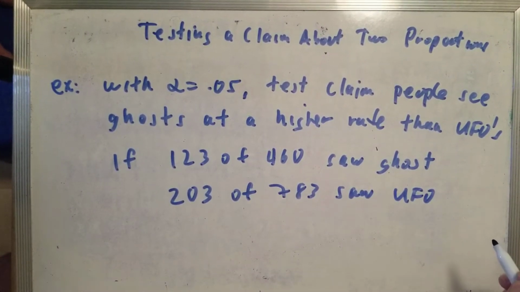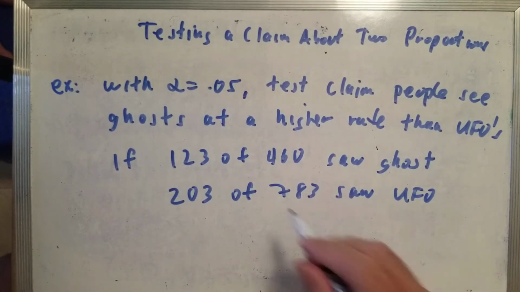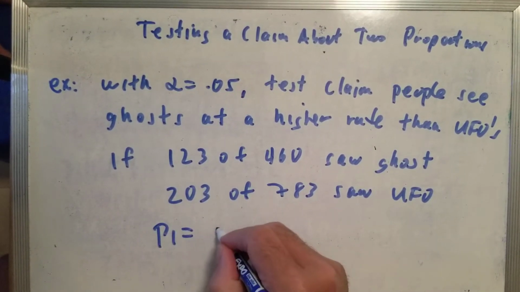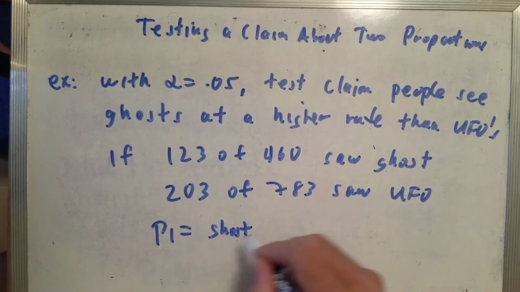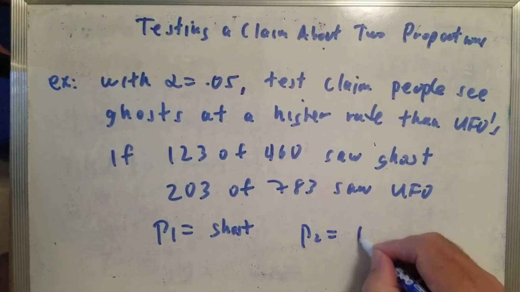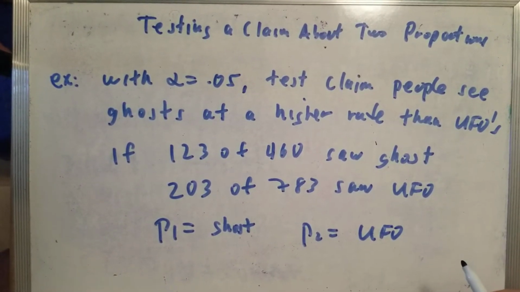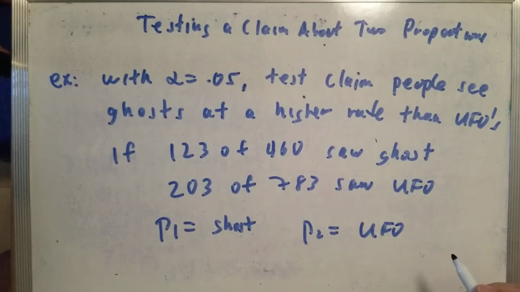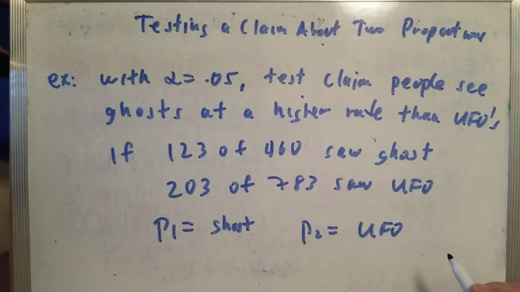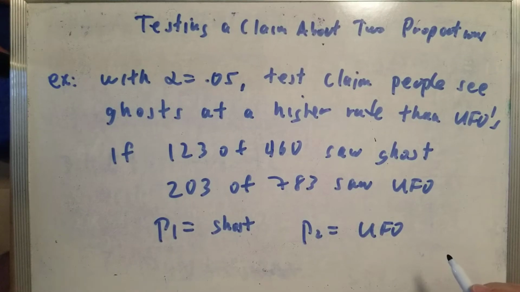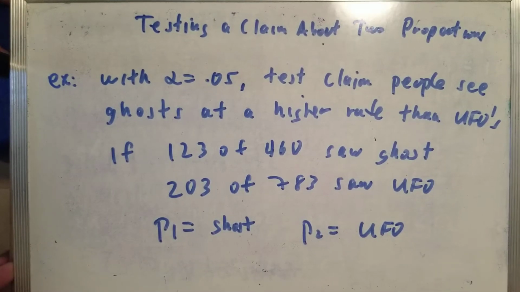Now, the first thing I'm going to do is label these proportions. Let P1 equal the ghost proportion, P2 equal the UFO proportion, and like all the other hypothesis tests, there are three steps: the setup, the calculator, and the conclusion. I'm going to go through all three of those.